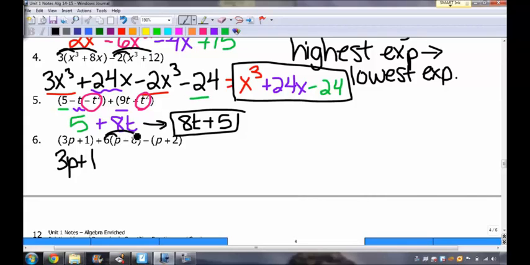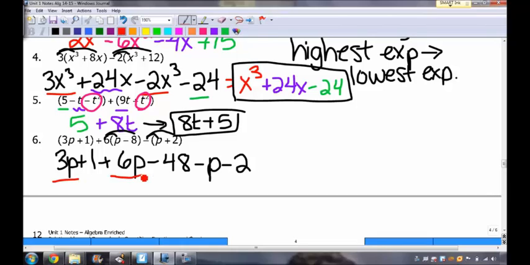Here there's parentheses because I have to distribute that 6 through, so hopefully you got 6p minus 48. And hopefully here you understood that you had to distribute the negative through, so you get negative p minus 2. Combine your like terms, so 3p goes with 6p goes with negative p, you end up getting 8p. Okay, and then this 1 will go with this negative 48 and this negative 2, and hopefully you ended up getting negative 49.